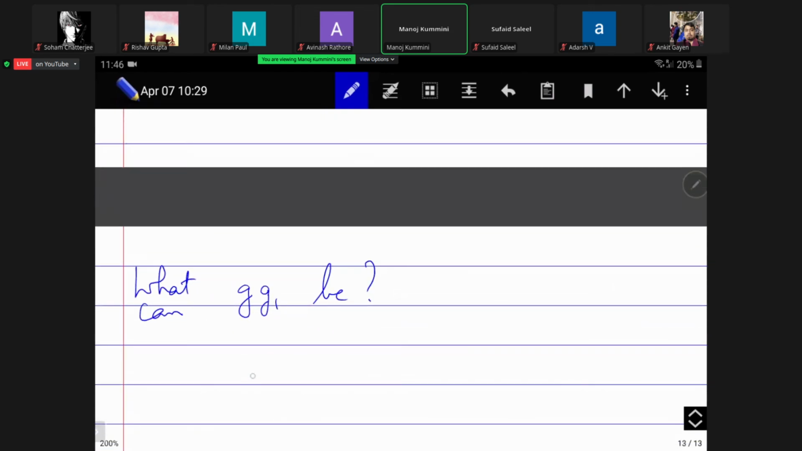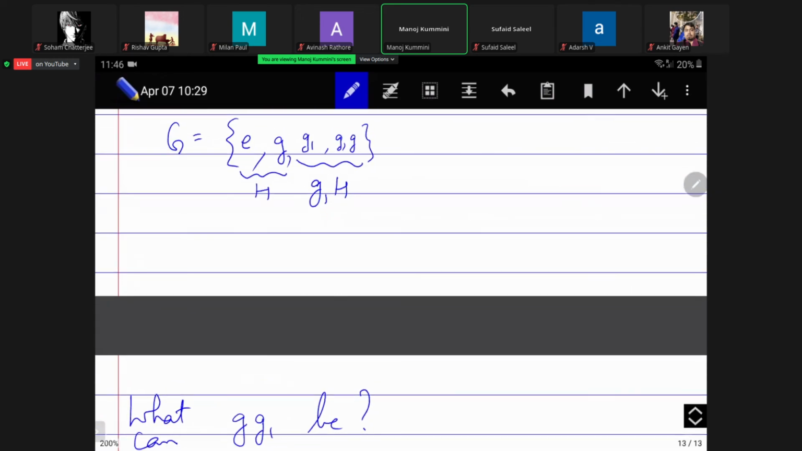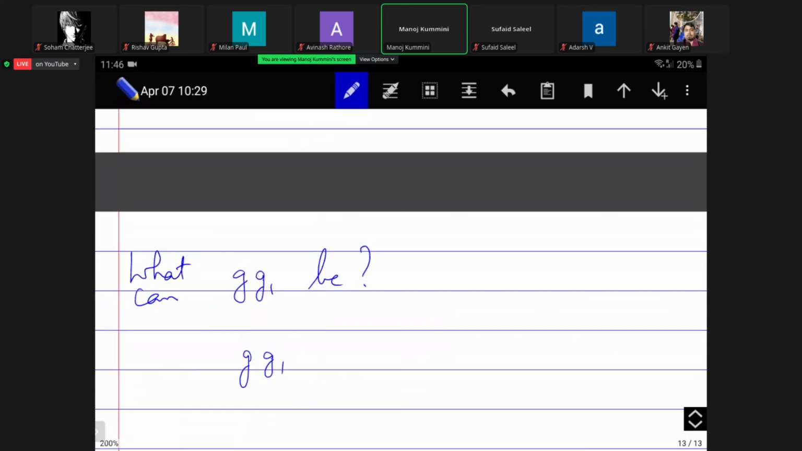Okay. Let us write out all possibilities. The group has only 4 elements, so they can be written like this. We just need to figure out which one this potential element must be. It must be one of them. Which one can that be?